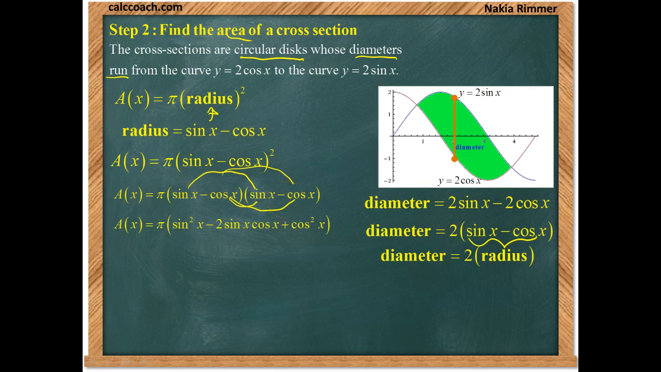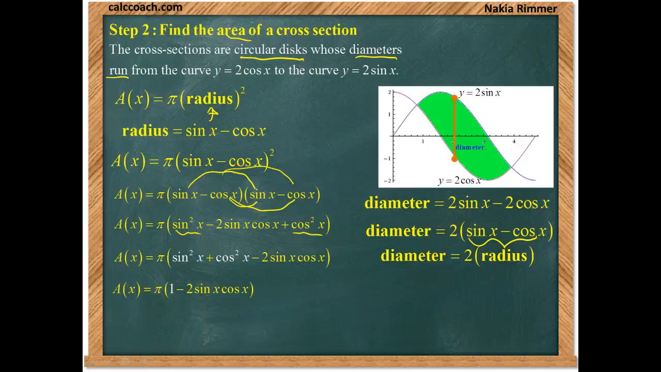Sine squared minus twice cosine x sine x plus the cosine squared of x. Something should jump out at you. And it's the fact that we have a sine squared and a cosine squared. Let's put them next to each other. We can rearrange them. Why do we care about that? Because the trig identity says that that's 1. So we have 1 minus twice the sine x times the cosine x.